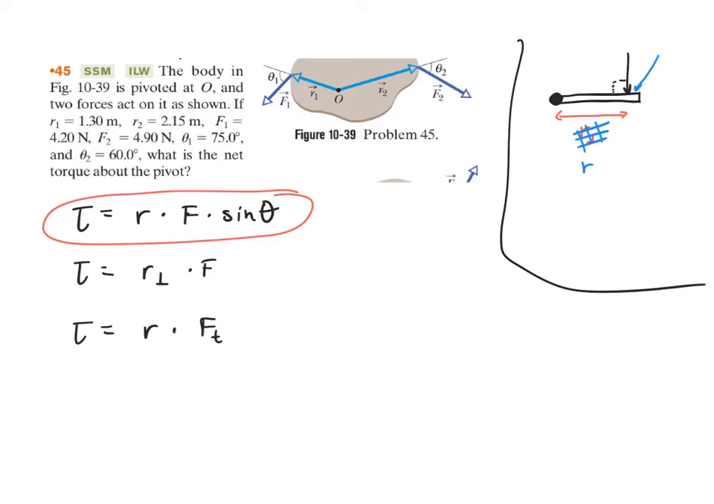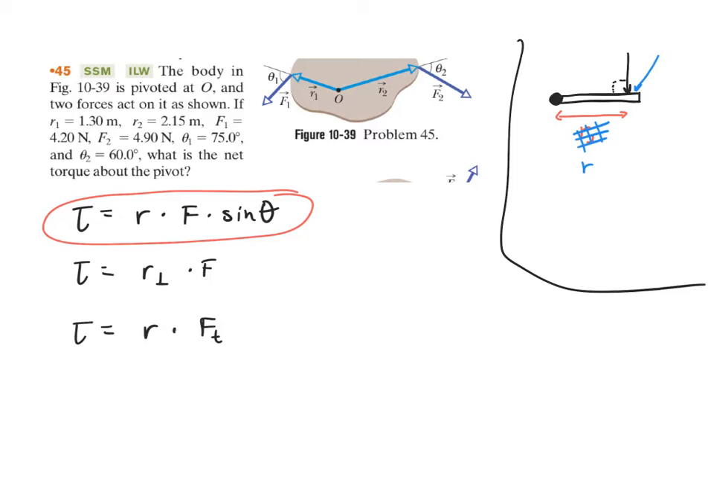Okay, so if we're using the first formula here, we have to ask ourselves, obviously, how far away is the actual force being applied? That's the R value. What is the force? That's the F value. And then what is the angle between the force and the lever arm, or the R vector?